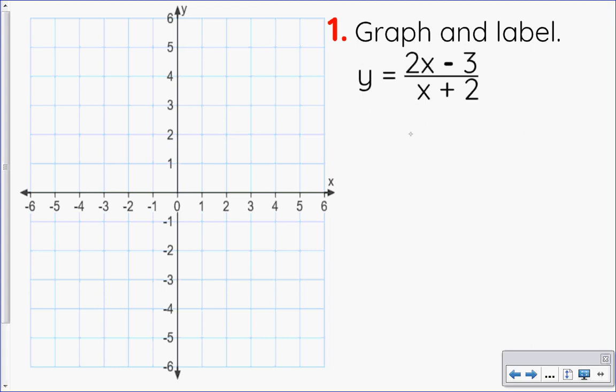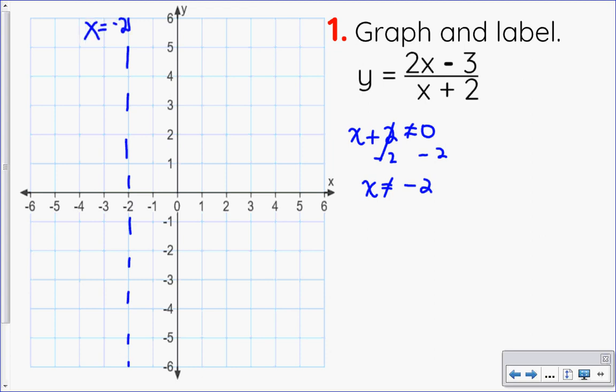So I do this in stages. The first thing that I'm going to do is look at the restrictions, which is division by 0. I can't divide by 0, so whatever my denominator is, it can't equal 0. To isolate for x, I subtract 2 from both sides, and x can't equal negative 2. So that tells me I have a vertical asymptote at negative 2, and I'll label that x equals negative 2. A vertical asymptote is an imaginary line on the graph that the graph cannot touch or cross, but it gets really close to it.